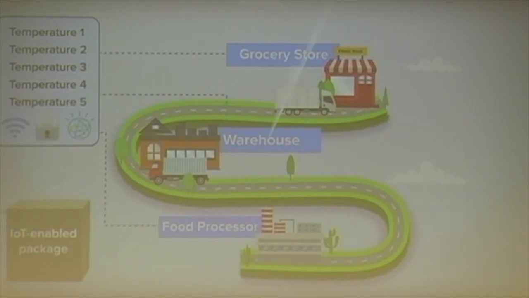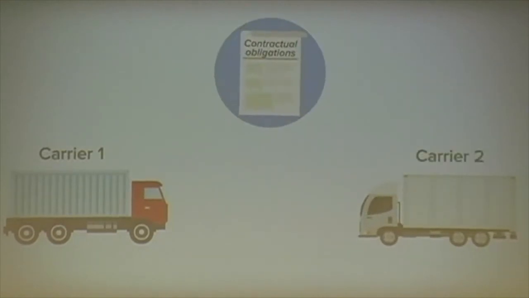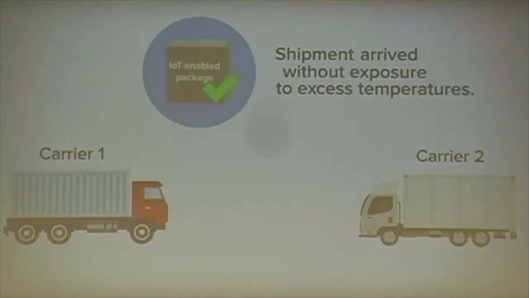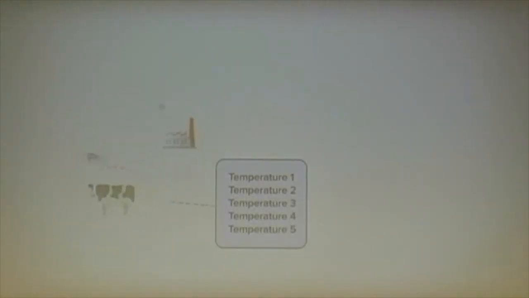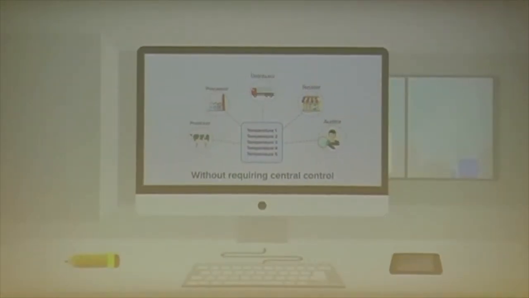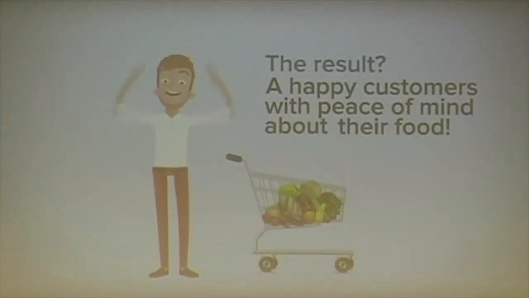In this example, both Carrier 1 and Carrier 2 met the contractual obligations and the shipment arrived at its final destination without exposure to excess temperatures. Using blockchain allowed all business partners to access the same temperature data without requiring central control. The result? A happy customer with peace of mind about the food in his or her cart.